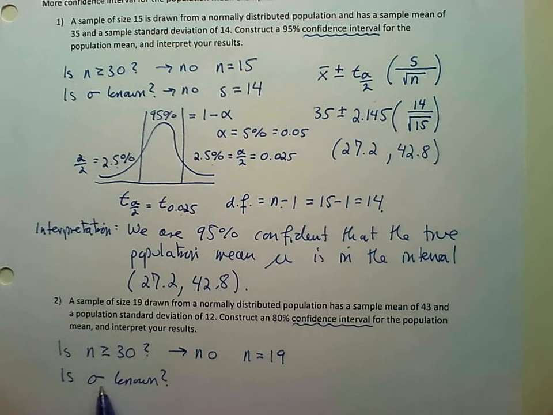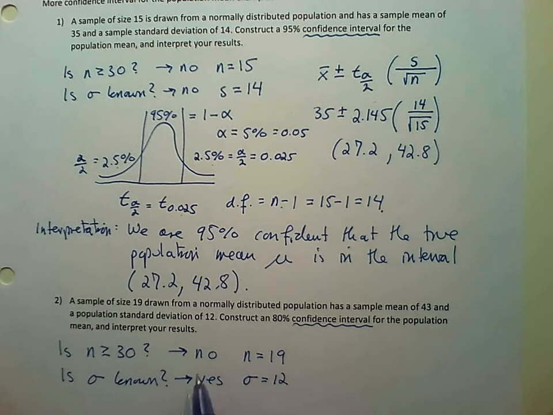Then the next question is, is sigma known? Sigma is our population standard deviation. And here it says that the population is normally distributed and has a mean of 43 and a population standard deviation of 12. So we do know our population standard deviation, and sigma is going to be equal to 12.